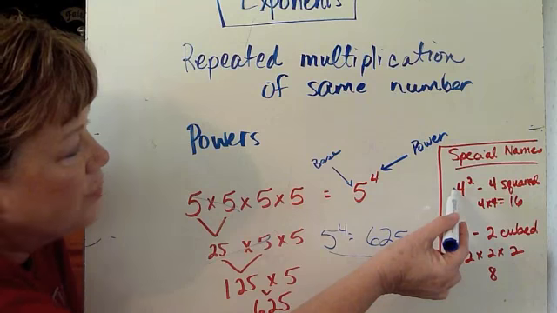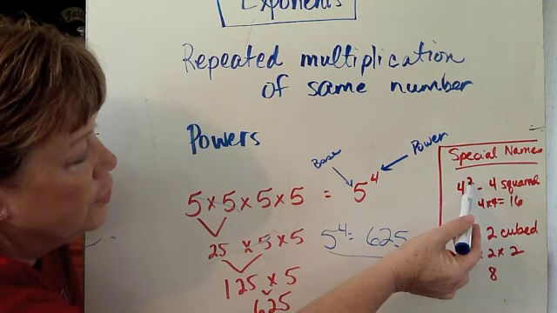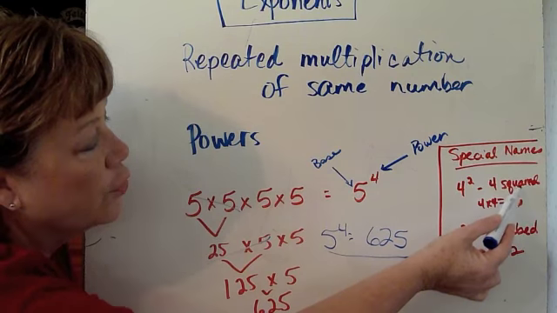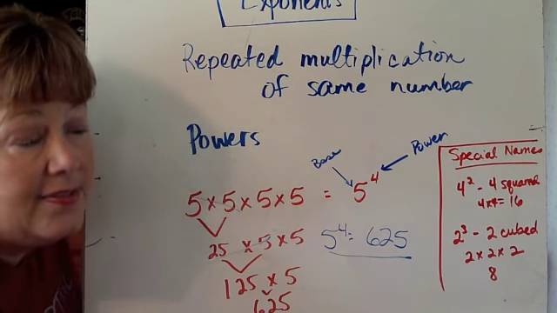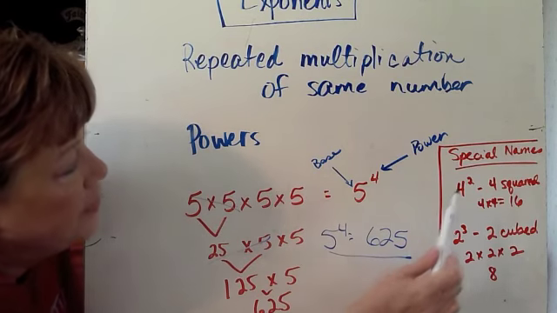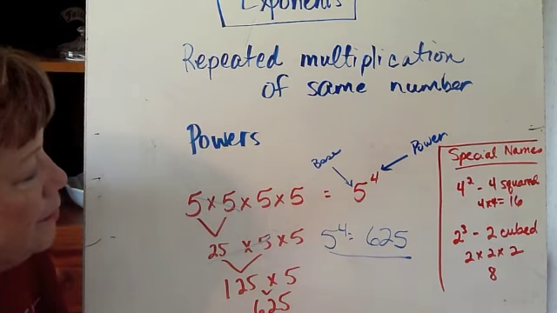I wanted just to remind you of some special names within exponents. If something has a power of 2, 4 to the 2nd power, that also is called 4 squared. Anything to the power of 2 is squared. So this was 4 squared, 4 times 4, and that equals 16.